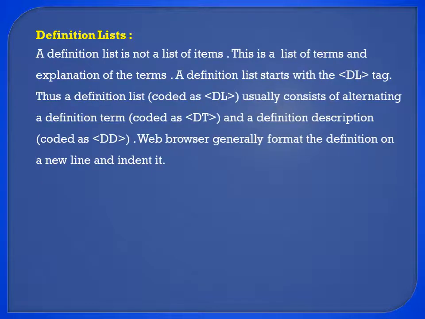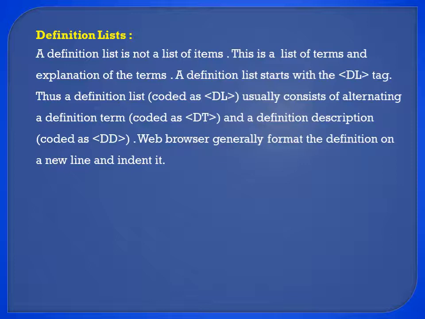Now in HTML there is one more facility provided, the definition list. A definition list is not a list of items, but a list of terms and the explanations of the terms. If you want to define a particular term, for example, what is object oriented programming, then we give the name as object oriented programming, and in front of that we write the explanation of object oriented programming. In such cases we are going to use the definition list.